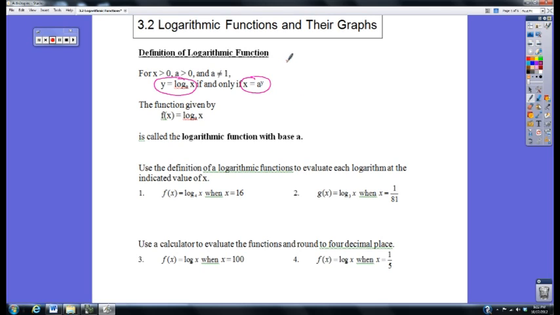So let's take something like 5 squared equals 25. That is obviously a true exponential statement. If I want to turn that into a logarithmic statement, I can use a little rule that I used last year in Algebra 2, a little left, right, left technique, and I can transform this into a logarithmic equation.